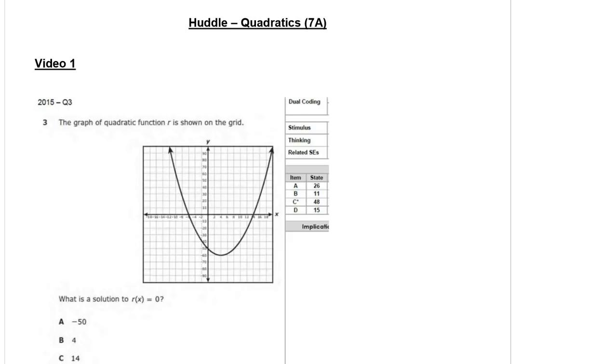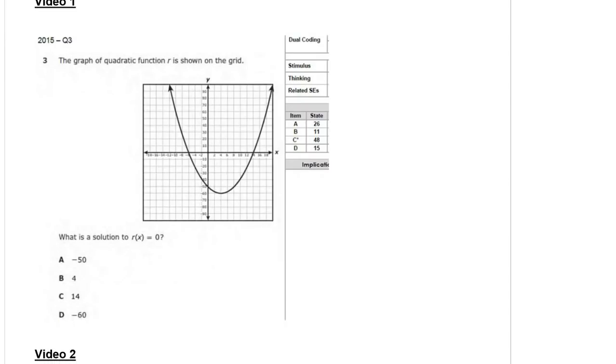Today's huddle on quadratics is one of the easier huddles. Let's take a look at number 1. It wants to know what the solution is, and it even tells you. It wouldn't have had to tell you, but when y is equal to 0, r of x is function notation.